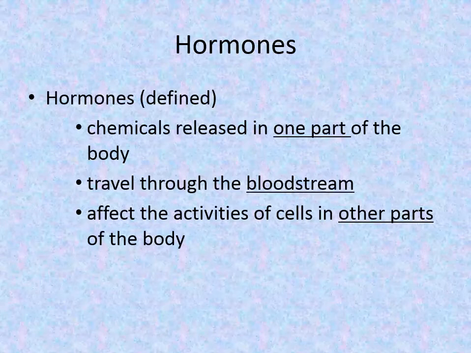So for example, the pancreas produces insulin, and the insulin travels through the bloodstream, but it affects the cells in the liver, because remember, the liver is the organ that accomplishes the storage of glucose. It turns the glucose into glycogen and then breaks the glycogen down back into glucose if glucagon is present.